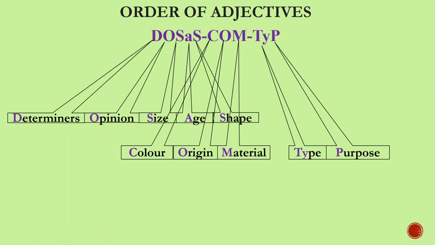Remember DOSA, that's an Indian dish, then make it plural, DOSAS. Then you remember the computer where we type, so type. Then the complete acronym is DOSAS type. Then you can easily remember this order of adjectives.